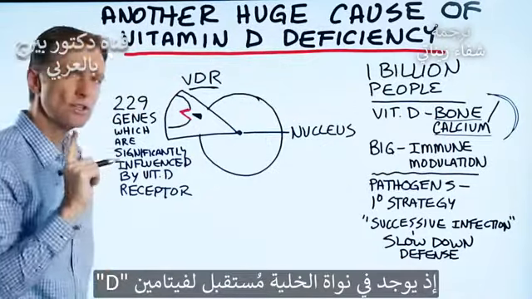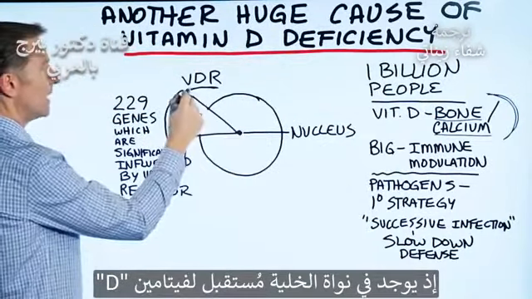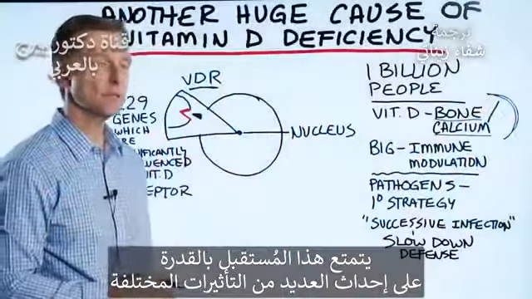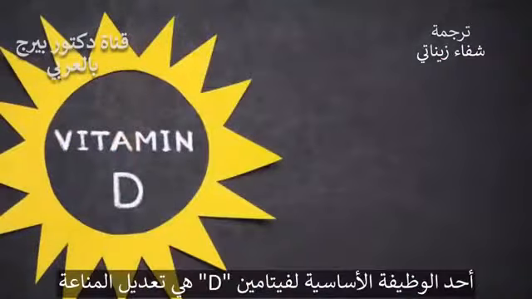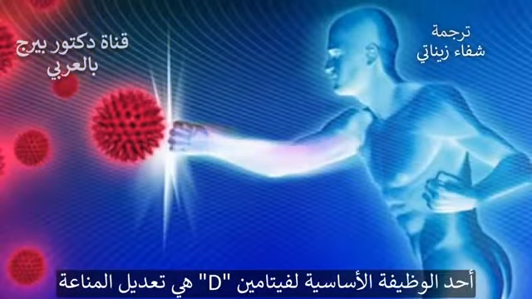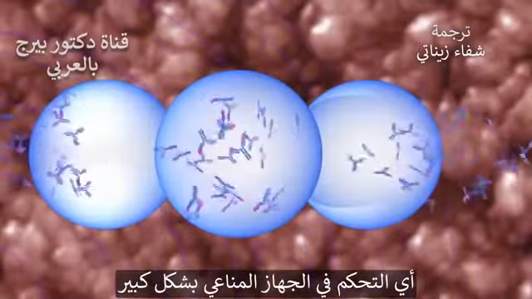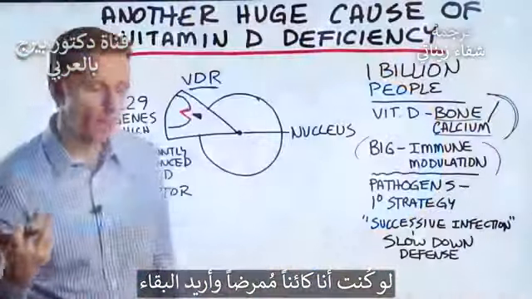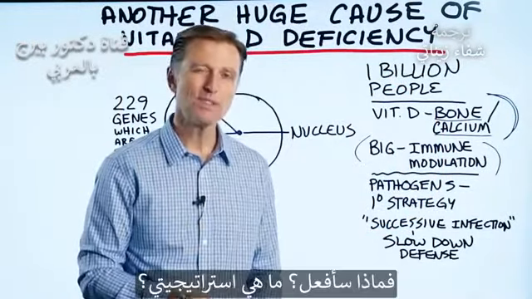Because in the nucleus of your cell, you have a vitamin D receptor that is responsible for 229 genes. So this receptor has the ability to create a lot of different effects. So a really big function of vitamin D is immune modulation, basically meaning that it can control your immune system to a great extent.